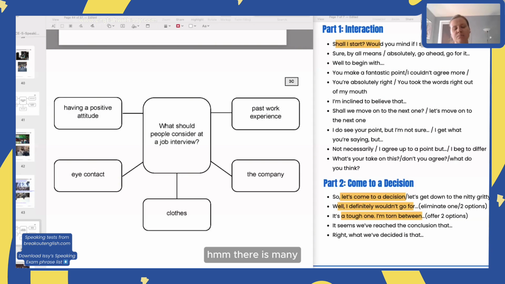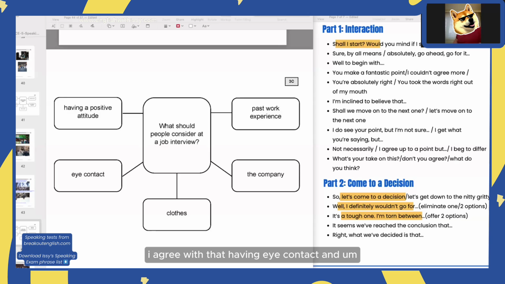There are many things which people should consider at a job interview, like, for example, eye contact, clothes, or having a positive attitude. And from my experience, I think that having a positive attitude can have a great impact on your job interview results. What is your opinion, Collin?